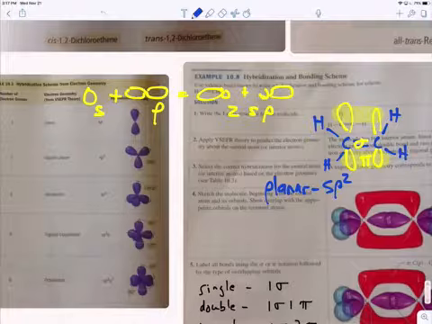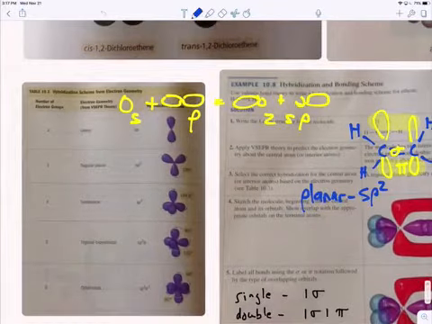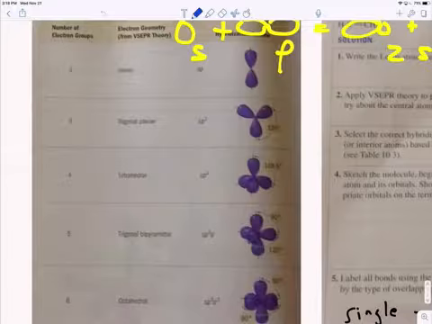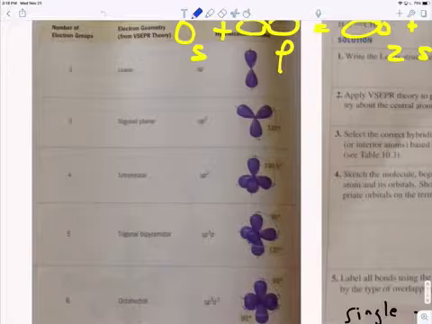Well, either way, it depends on how you want to build it up. If it's linear, it's sp. That just means an s orbital and a p orbital form a hybrid orbital. It's actually not real. But do you need to worry about hybridization?